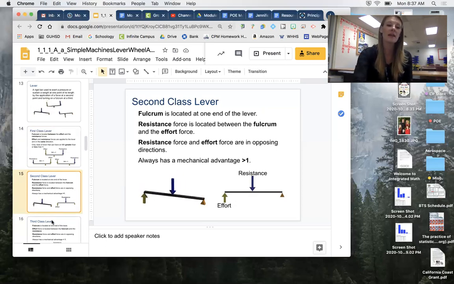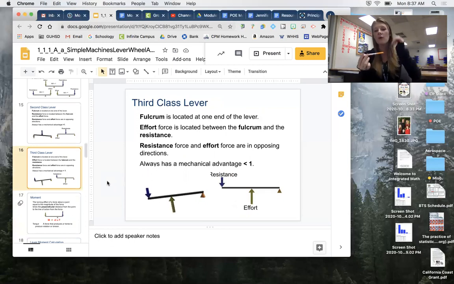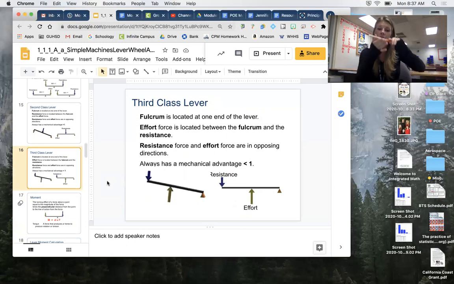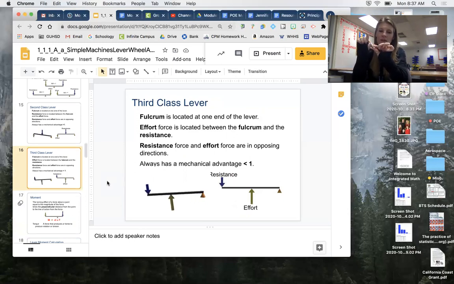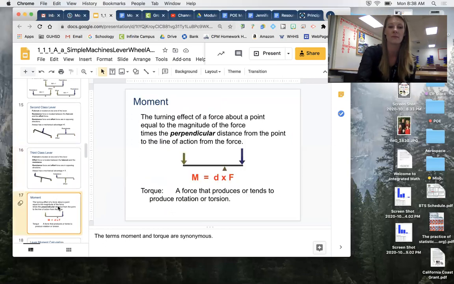Okay, next one is a third class lever. The fulcrum is located at the end, kind of like a wheelbarrow, but the forces are different. You'll notice that the resistance force is on the end here. Now your effort force is in the middle, like pulling up on it here, or think of it like a tweezer, right? You're pushing down here. Your fulcrum is at the front of it, and you're pushing here, and it's pulling against you. That's how tweezers work. They always have a mechanical advantage less than 1.